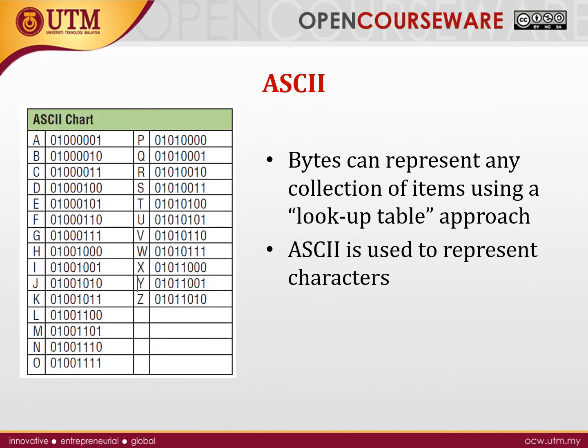As we can see here, ASCII is used to represent characters. Each of these letters is represented in binary numbers in the computer. So when you type A in a computer, the computer will read it as 01000001, not as we see it. So this is the meaning of ASCII. ASCII is the idea of representing letters as numbers.